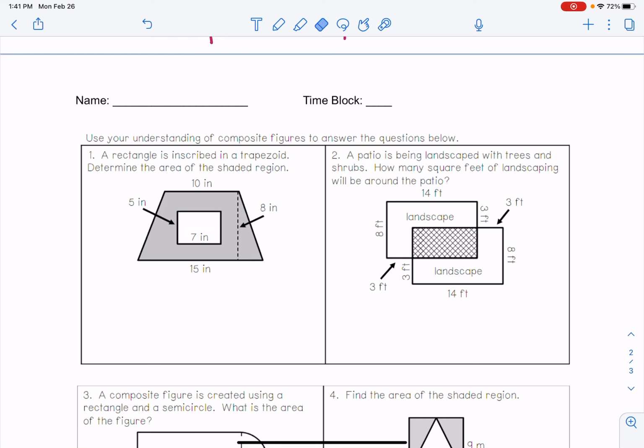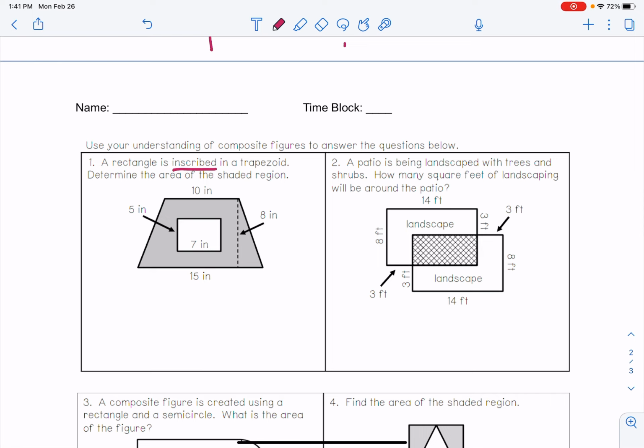Number 1, a rectangle is inscribed in a trapezoid. Determine the area of the shaded region. The word inscribed just means that the shape is inside of a trapezoid. So we have a rectangle inside a trapezoid. Determining the area of the shaded region means that we're going to find the area of the trapezoid and take away the area of the rectangle. So area of the trapezoid minus area of rectangle.